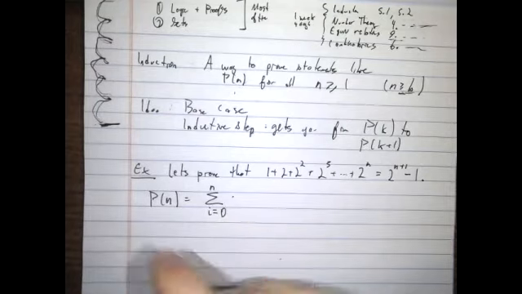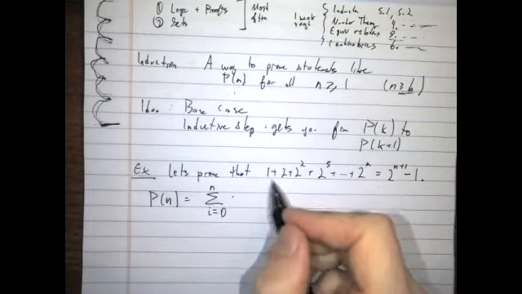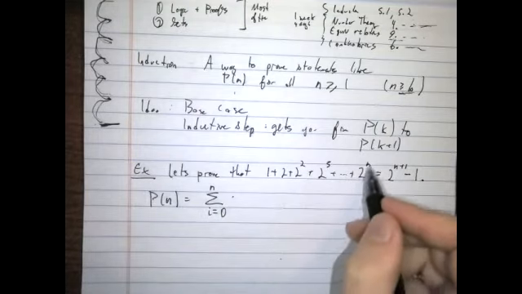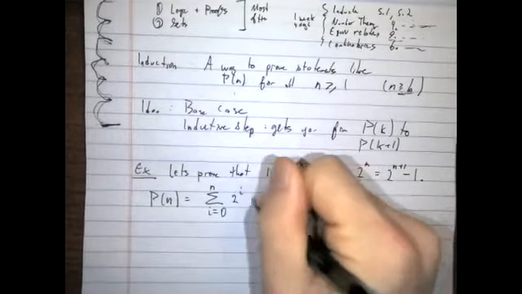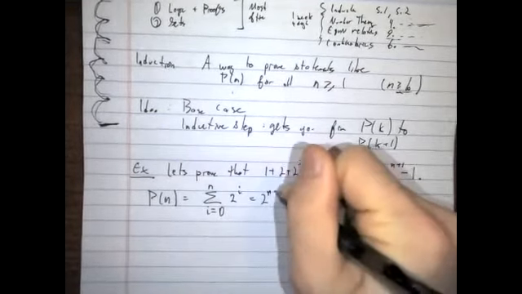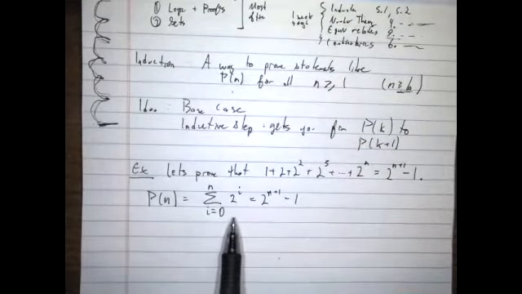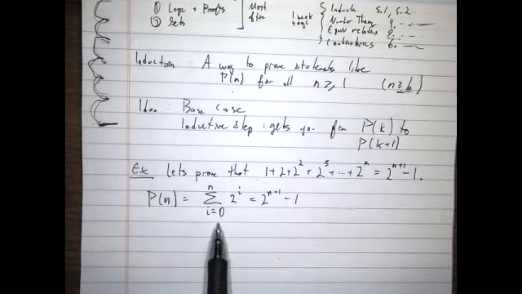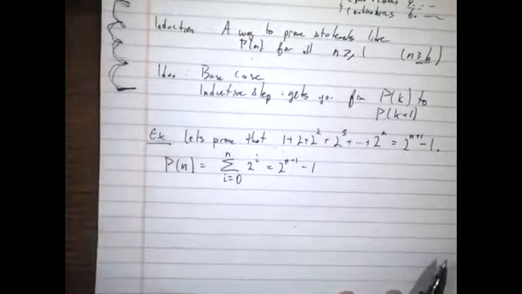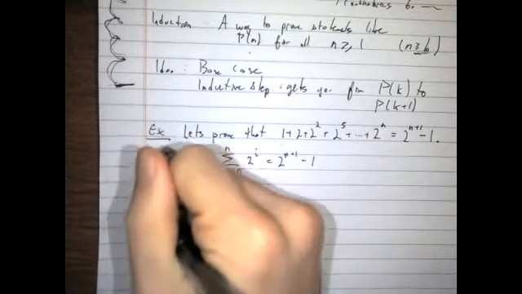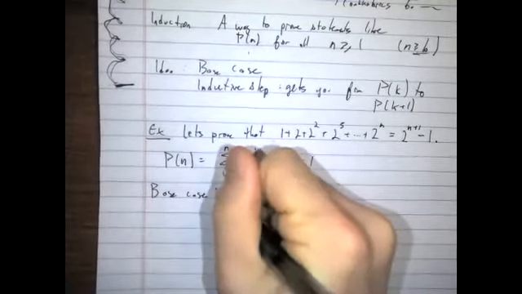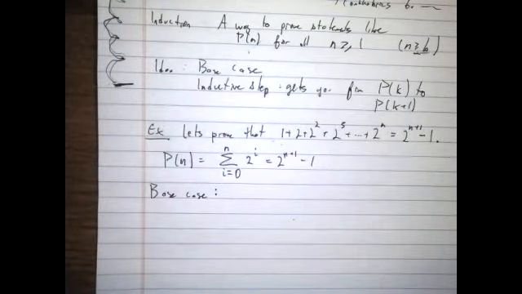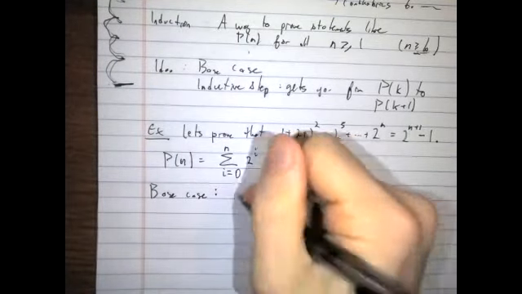Here I'm going to choose 0 because everything here looks like 2 to a power, right? 2 to the n. And of course, 1 is 2 to the 0. So this is the sum of 2^i equal to 2^(n+1) minus 1, right? So this will produce exactly this statement, this summation, starting from i equals 0. Okay, so what is my base case? Yeah, exactly. My base case is going to be P(0).